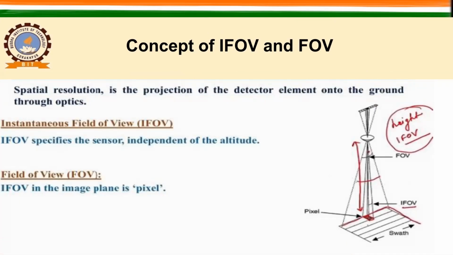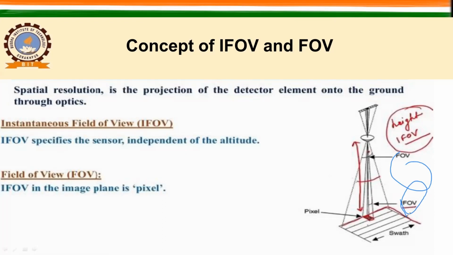Okay, now there are two terms, IFOV and FOV. So what do IFOV and FOV mean? Here IFOV is basically the angle of your detector, but field of view is the complete angle of your sensor. One pixel is generated using this IFOV.